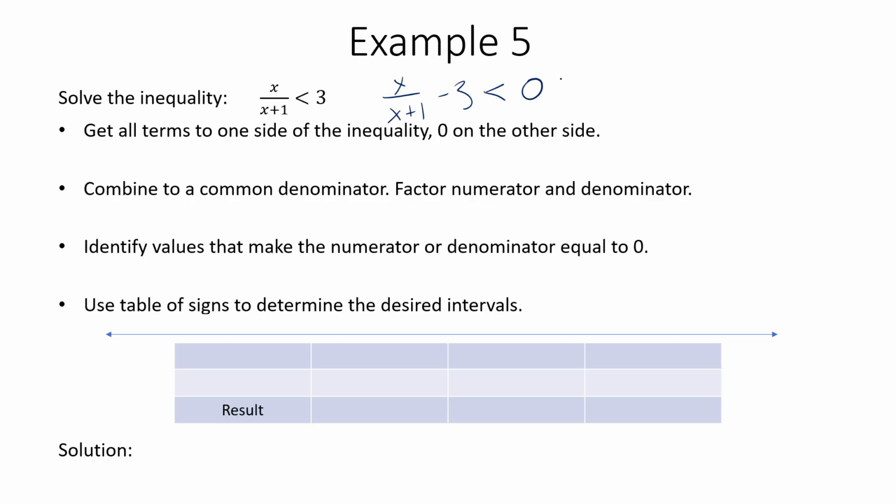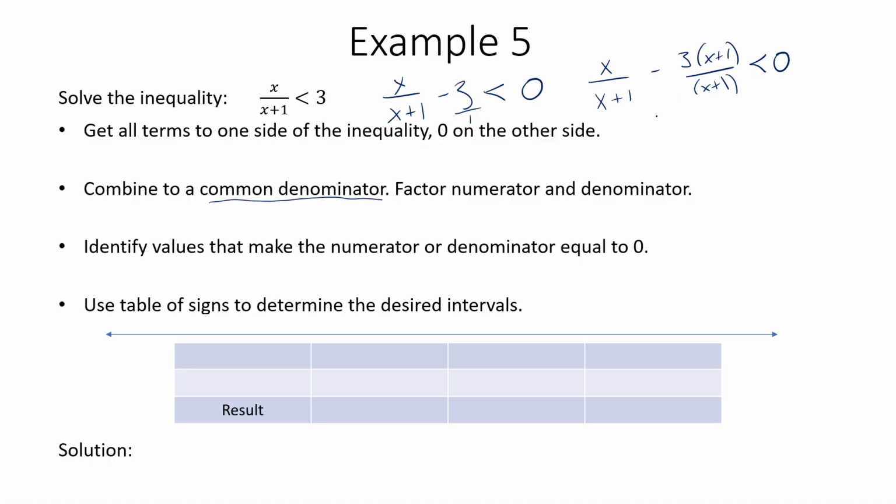I would just subtract the 3 over to the left-hand side. But the problem now is I need to combine it to a common denominator. Well, a common denominator here, 3 is technically over a 1, so the common denominator will be 1 times x plus 1, or essentially just x plus 1. What that would look like is x over x plus 1 minus 3 times x plus 1 over x plus 1 is less than 0.